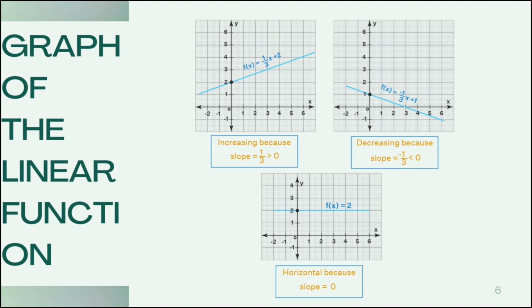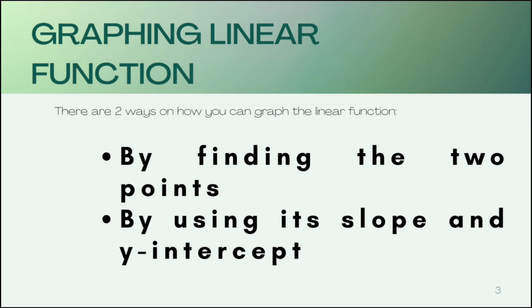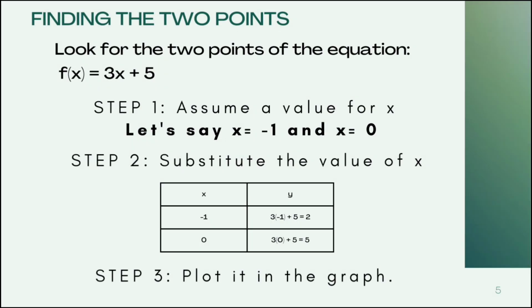But how do we graph a linear function? Well, there are two ways of graphing a linear function: by finding two points, or by using its slope and y-intercept. So we've seen the graphs, but how do we graph linear functions? First, finding two points. For example, look for two points of the equation f of x equals 3x plus 5.